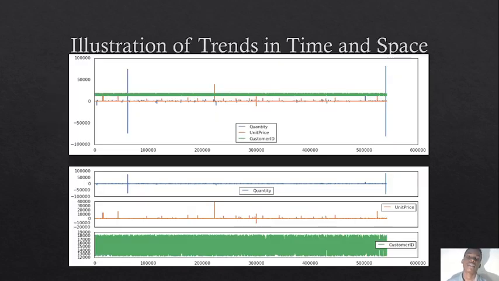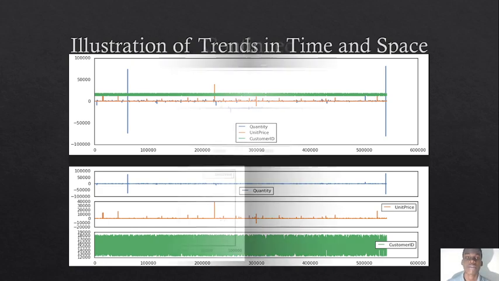So we are going to look at the illustration of trend in time and space of our dataset, and that is its visual expression. We are seeing that we have quantity, unit price, and the customer ID, and that information is taken from our dataset.